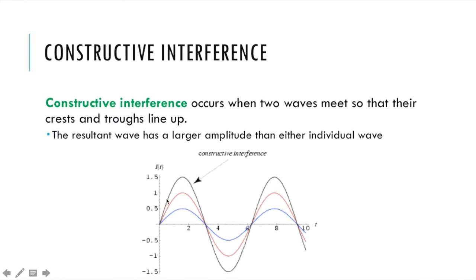So we get a resultant that's one wave bigger than either of the individual waves. We call that constructive interference. The two waves are helping each other out, so to speak. Right? They're constructively adding their displacements together.